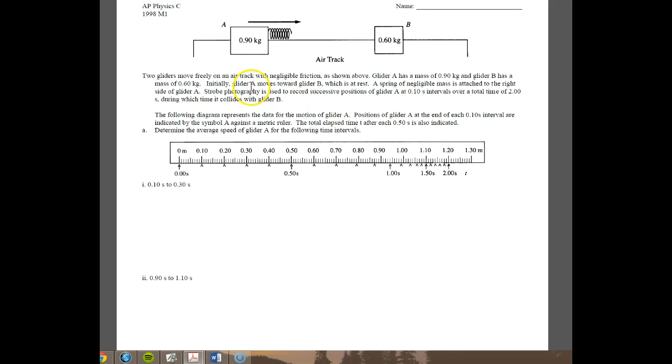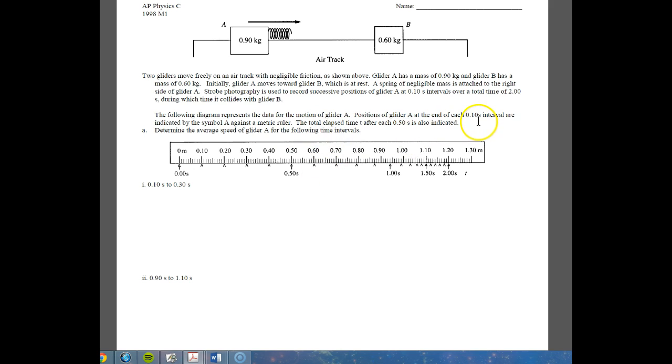You've got a spring here. They use something called strobe photography. So the strobe here will flash at 0.1 second intervals, and so you can kind of see its motion as points in time. So it kind of tells you where these things are at time. The total here, it tells you that it's a total time of 2 seconds, and then it collides with glider B. So the diagram represents the motion of the glider.